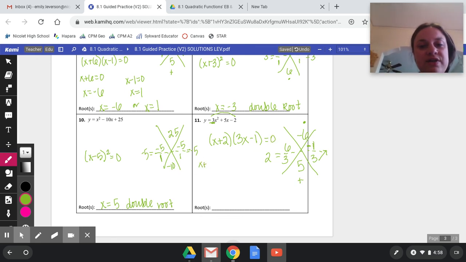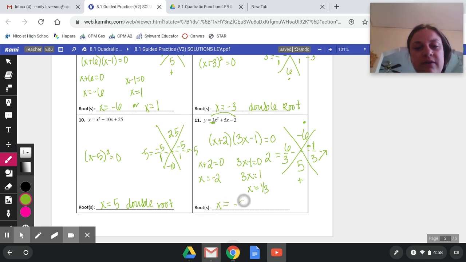So x plus 2 is equal to 0. X is equal to -2, or 3x minus 1 equals 0. 3x equals 1, x equals 1/3. Those are my two roots. So I'm just going to write them down right here. X equals -2, or x equals 1/3.